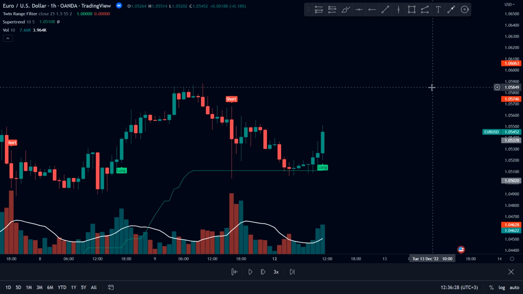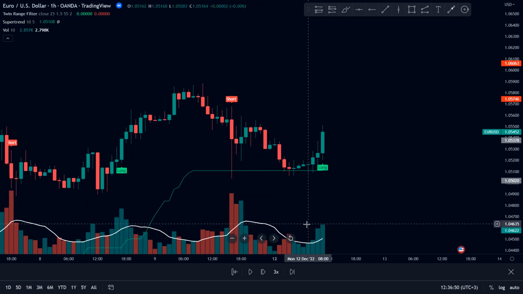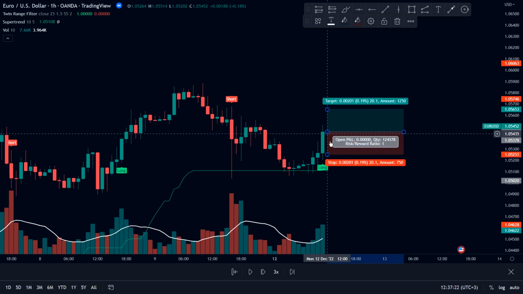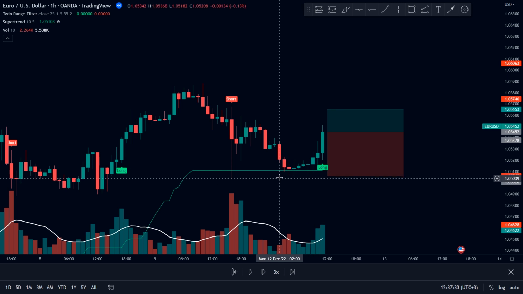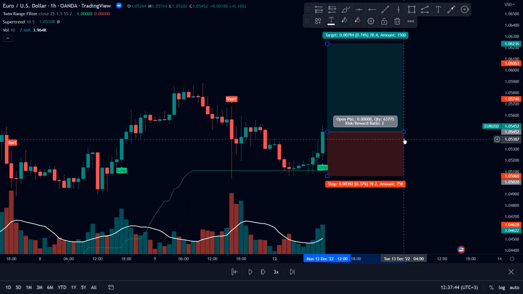To enter a long trade, first, the Super Trend indicator should be colored green and the price should be constantly trading above it. Second, the volume bar of the volume indicator should be above the moving average, this one right here. And then the last condition is for the Twin Range Filter to print a long signal. All these conditions are met on this candle, so we enter a long trade. We're going to set our stop loss below the most recent swing low, which is this one right here. For the take profit, we're going to set it at 2 times the risk.